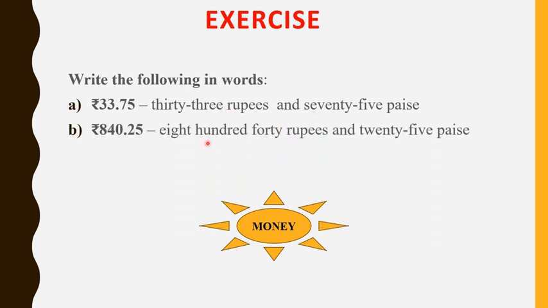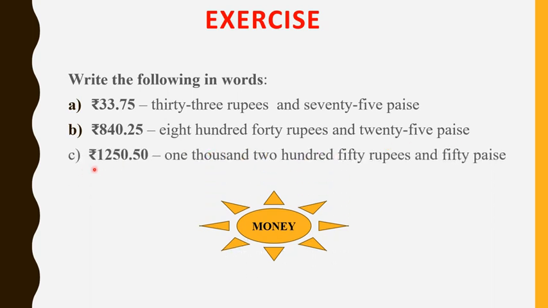Let's see another example. Rupees 840.25. How are we going to write it? We are going to write 840 rupees and 25 paise.